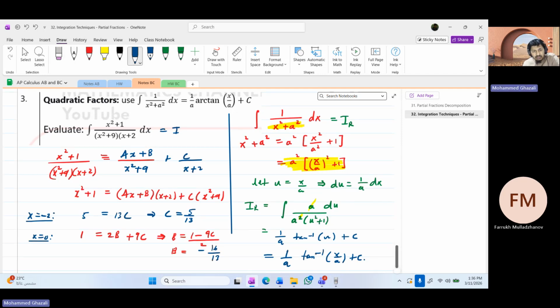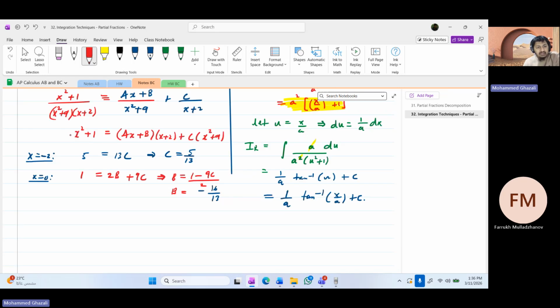All right, and now to solve for a, we can choose any value, all right? Let's just choose the value of x equals 1.